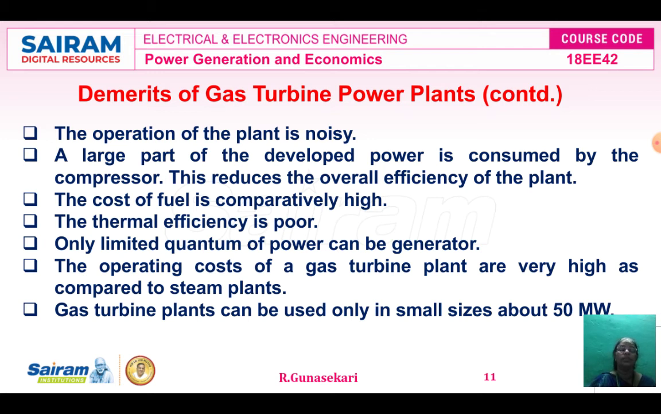Only a limited quantum of power can be generated by the gas power plant. The operating cost of the gas turbine power plant is very high as compared to steam power plant. The gas turbine power plant can be used only in small sizes, that is around 50 megawatt.